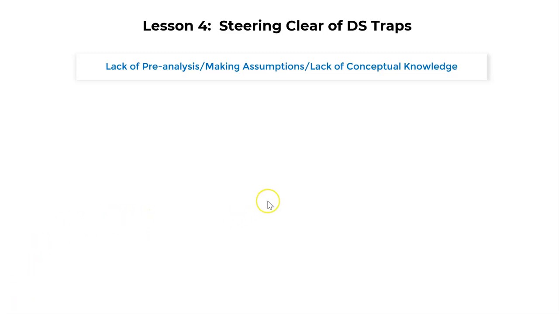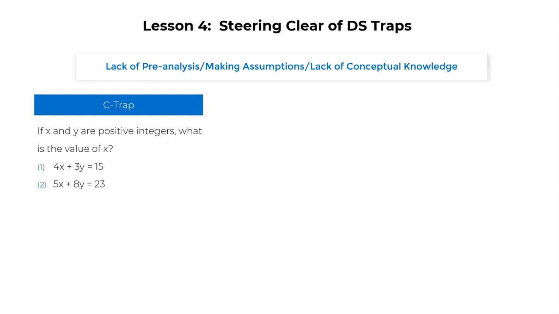Okay, so let me talk about the first kind of trap, which is the C trap. I'm going to take a very simple question to help you understand that. Say this is the question which is given: if x and y are positive integers, what is the value of x? Now, what do you think is the answer? If you do not do any pre-analysis, if you don't even read it properly, we may think, hey, we need the value of x. There are two statements, two variables, two equations, so most probably I need to combine both of them to get my answer, right? And there's a high chance that you'll end up marking the answer as C, which is incorrect.